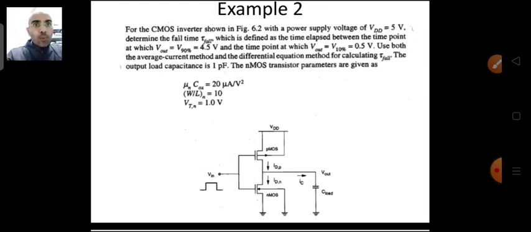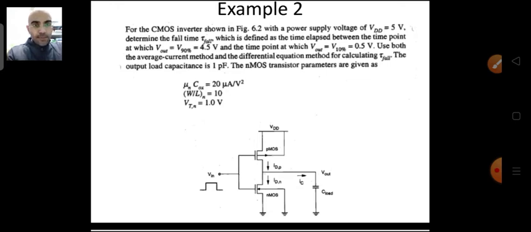So use both the average current method and the differential equation method. We have to find the fall time with the help of these two methods, both of which you studied. Although we have not seen the derivation for this fall time, it is not difficult to find. We can easily calculate it with the basics which we used to determine tau PHL.